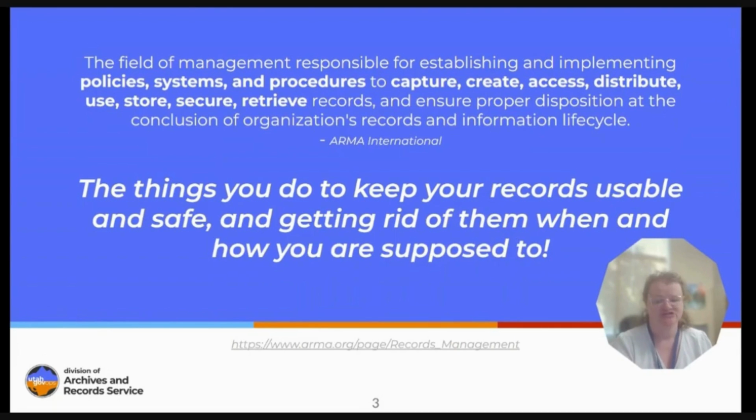So, in short, records management is the way in which you keep your records usable and safe, and the processes you put in place to ensure that you can find what you need when you need it and get rid of it properly when you no longer have a use for it.